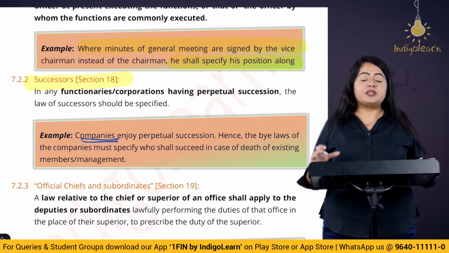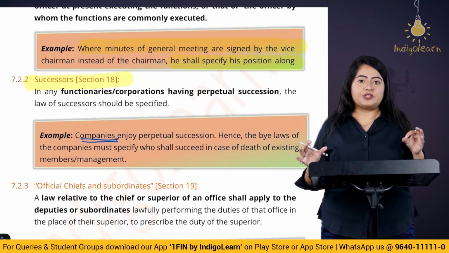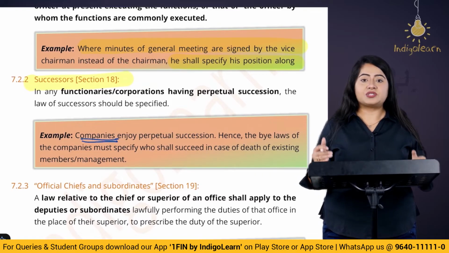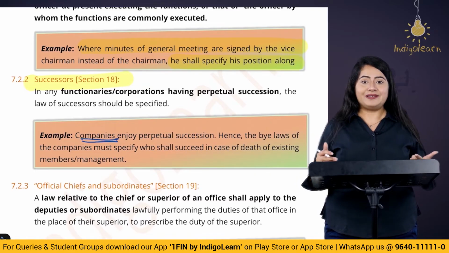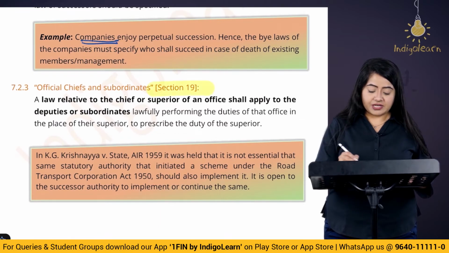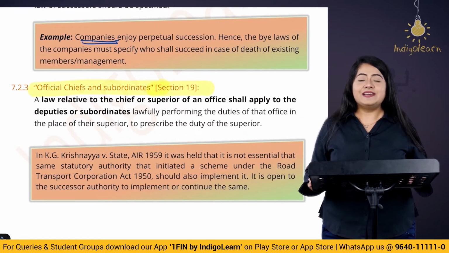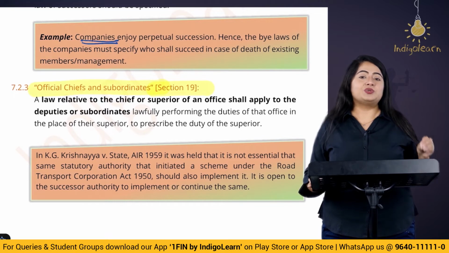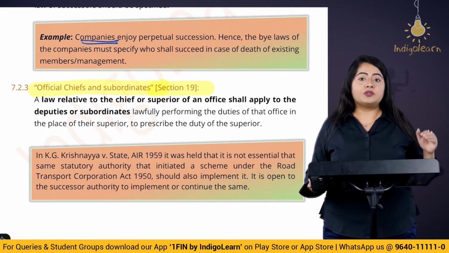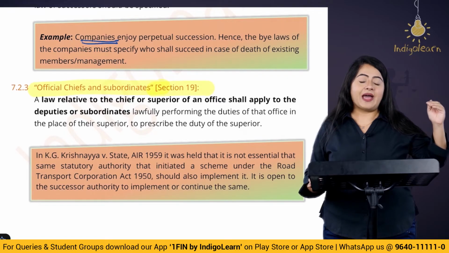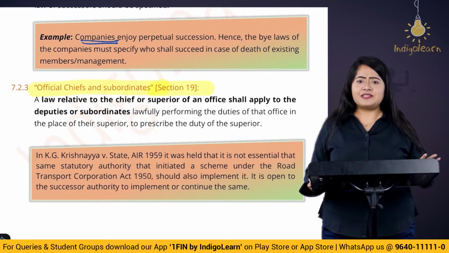So, whenever in a statute it is stated that perpetual succession is going to happen, then it is also necessary to state how it is going to happen, right? The next section we are discussing is section 19, official chiefs and subordinates. Now, this section is very simple. It says that if certain statutes and laws are applicable on the superior, then they will also be applicable on the subordinate. Very, very simple, right?